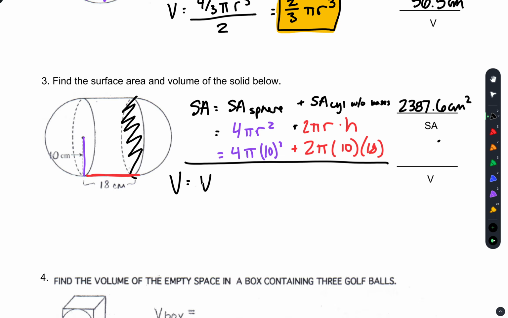Volume here is volume of my sphere plus volume of my cylinder. I don't care about the bases when I talk about volume, so I'm just going to add those pieces together. Volume of my sphere formula, 4/3 pi r cubed. Volume of my cylinder formula, it's on your blue sheets. It is area of the base times the height, which is pi r squared times h.